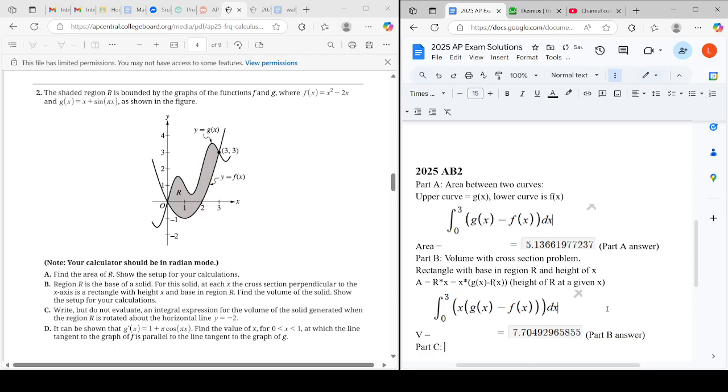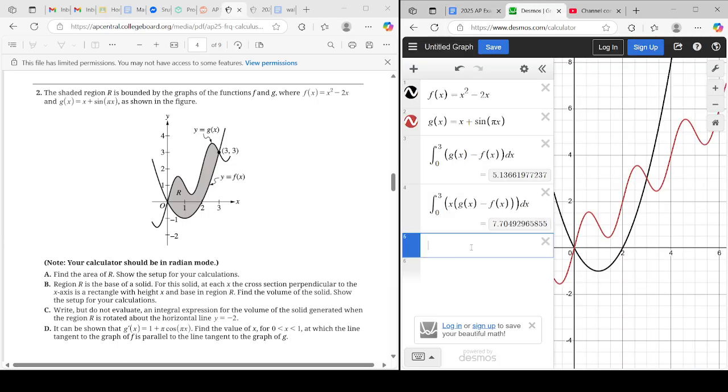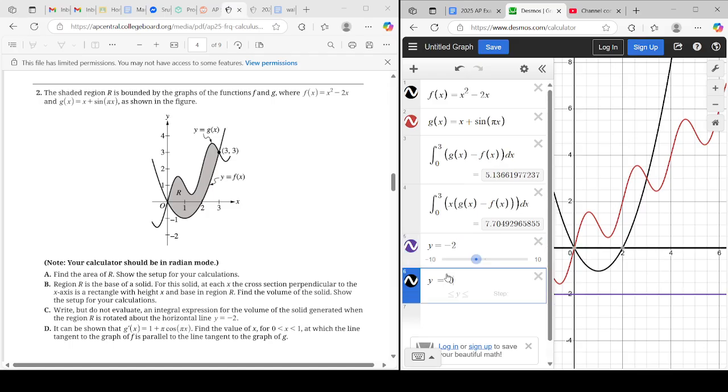Part C, we're only asked for the setup. It's a volume of revolution around y equals -2. To give yourself visualization, here is y equals -2, and you're going to rotate the entire solid around this. To make things easier, let's just shift everything up 2. So here's y equals 0.